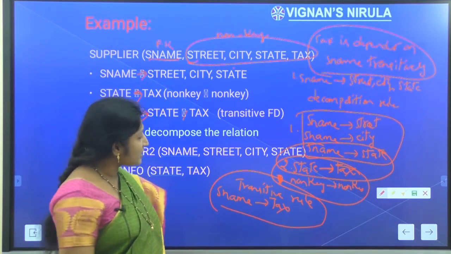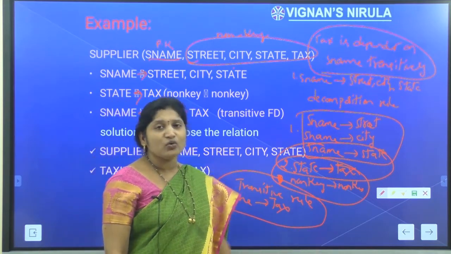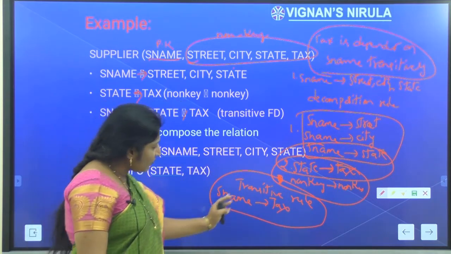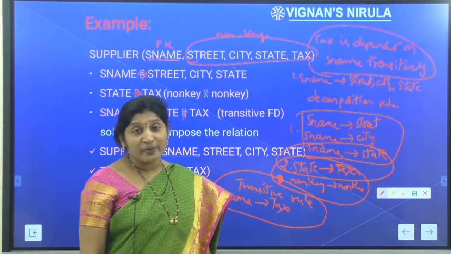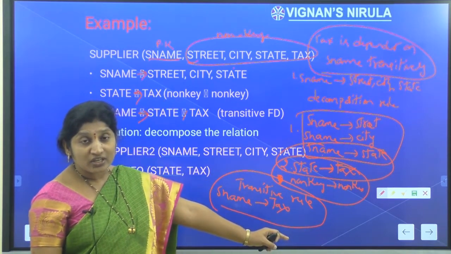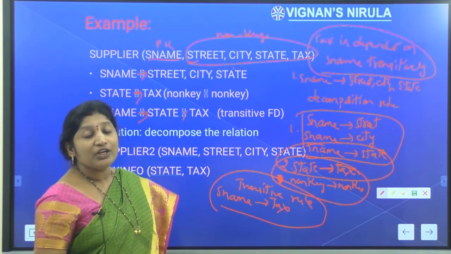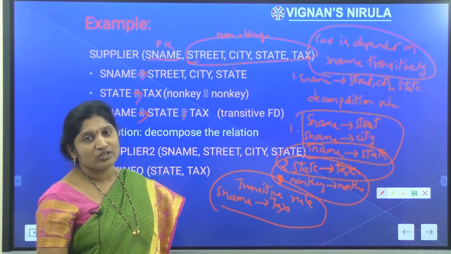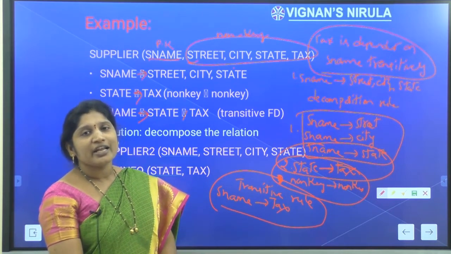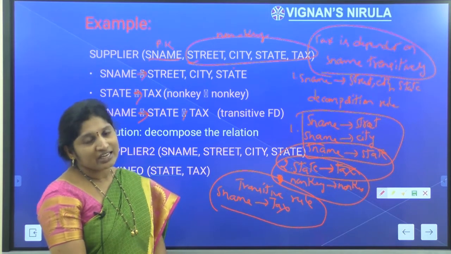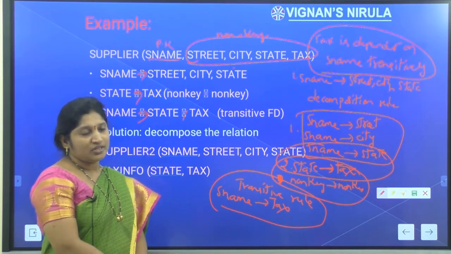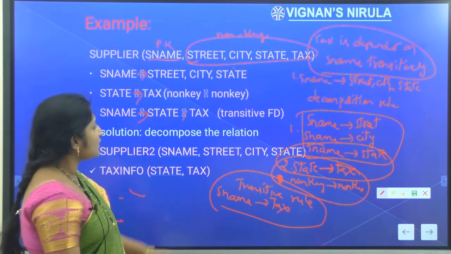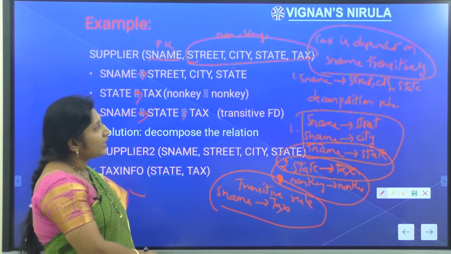3NF. So did you understand? Here I am having one non-key to non-key relationship and I am having one transitive dependency where the tax non-key is dependent on the primary key, not directly but transitively. We should make that one a non-transitive dependency. Then I can have my relation converted to 3NF. We'll see how to convert that transitivity into non-transitivity.